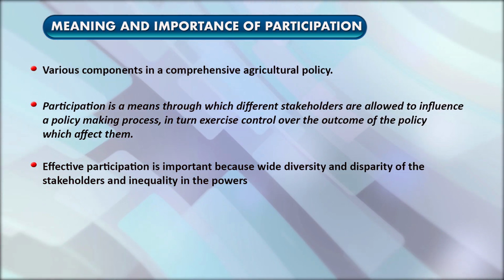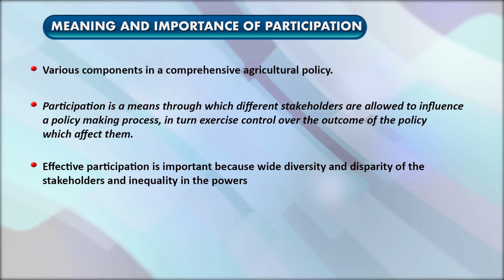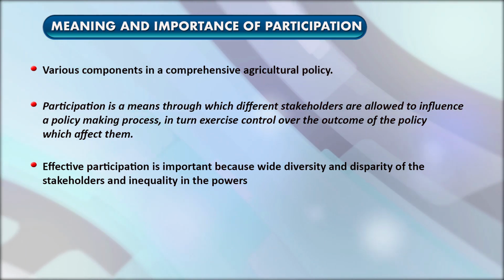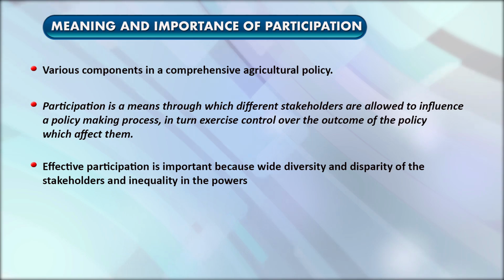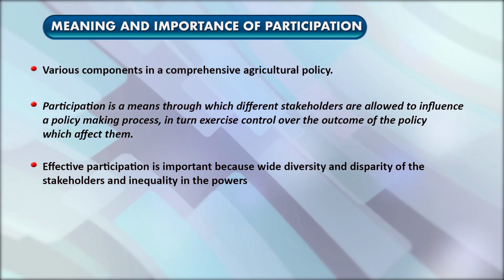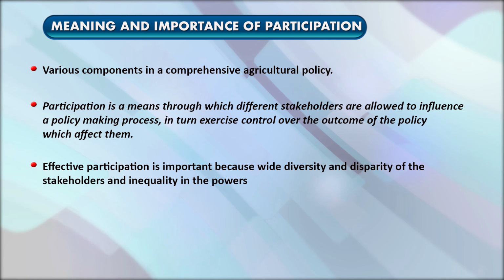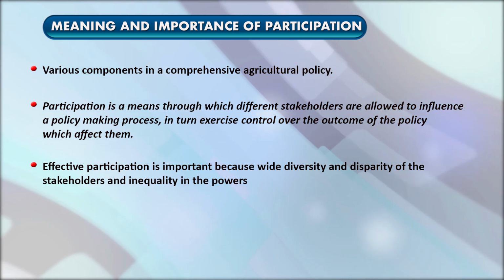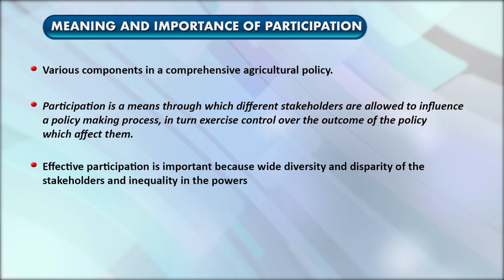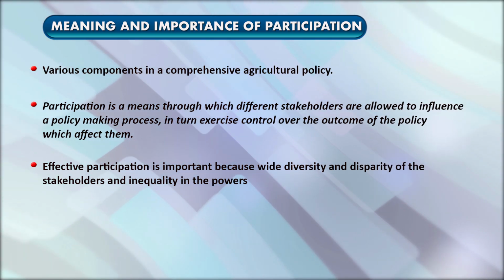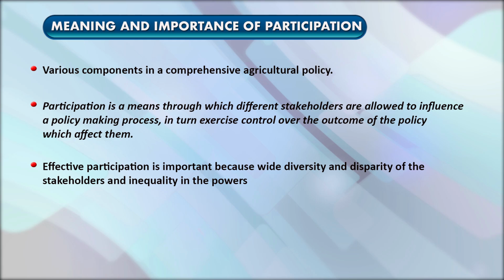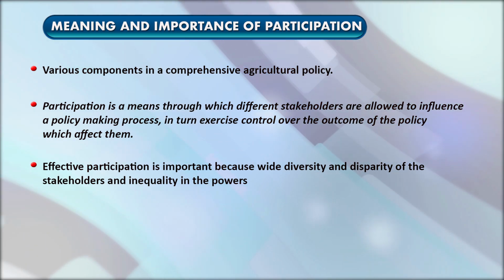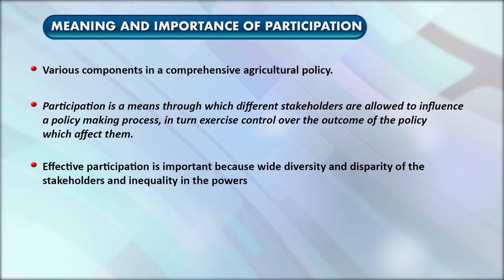Suppose we talk about the farmers: we have the marginal farmer, the small farmer, the medium farmer, and the large farmer, and the socio-economic condition of the different types of farmers is different. There is a large inequality among the farmers also, like the farmers of the dryland area are comparatively poorer than the farmers of the resource-rich areas, or where irrigation facility is available. So there is a large inequality.